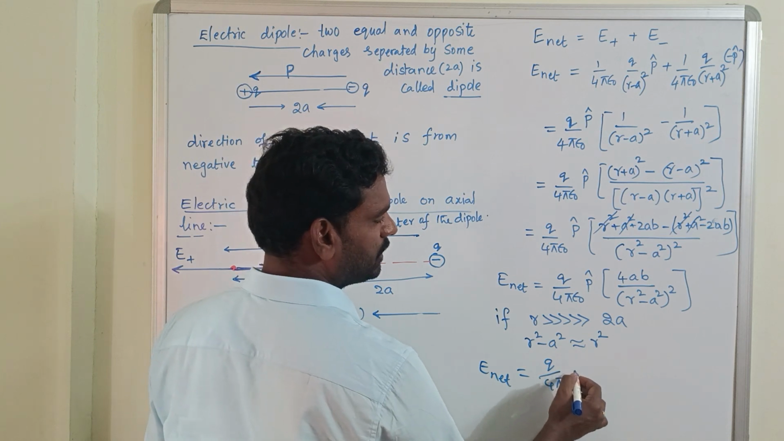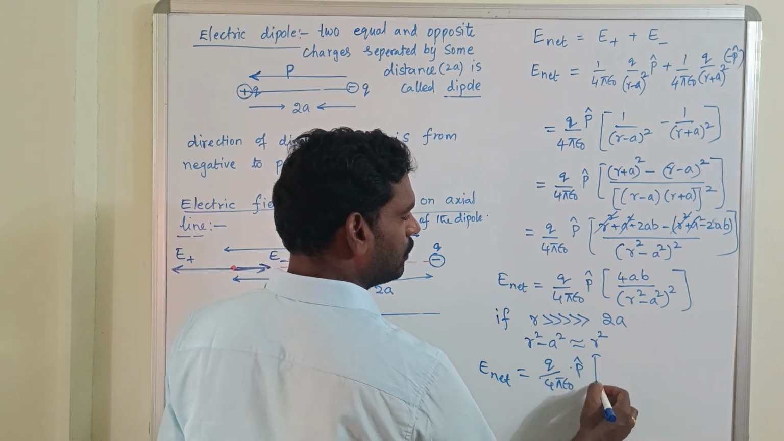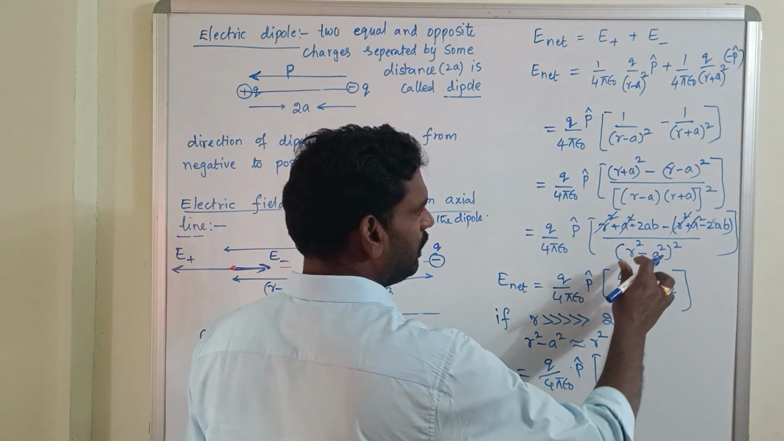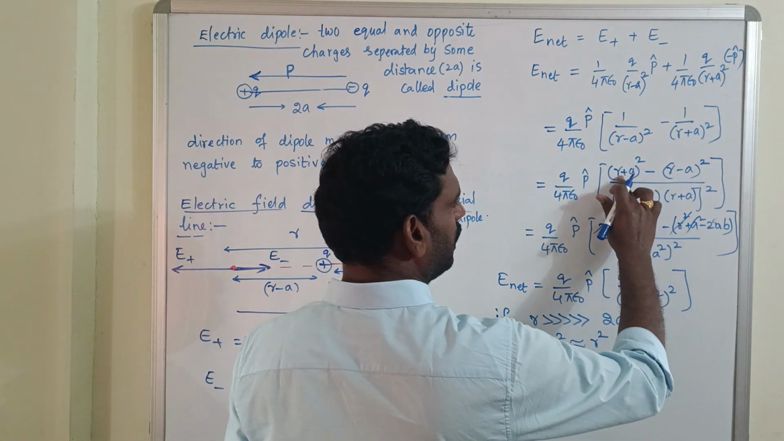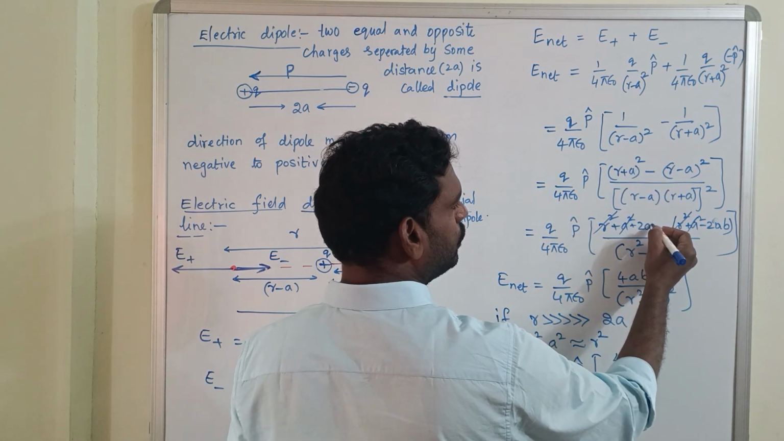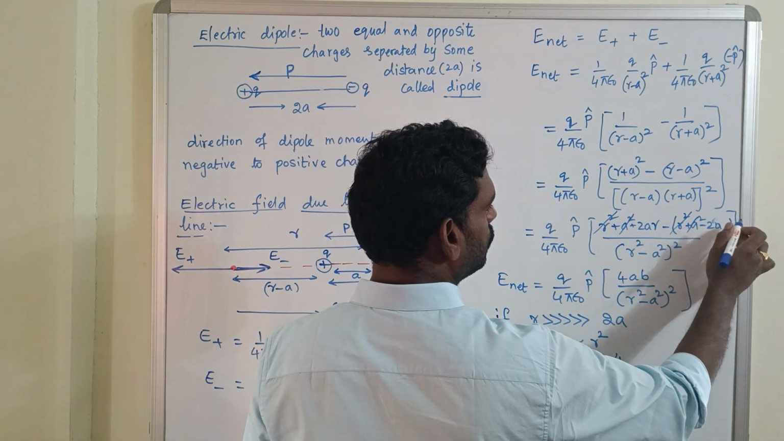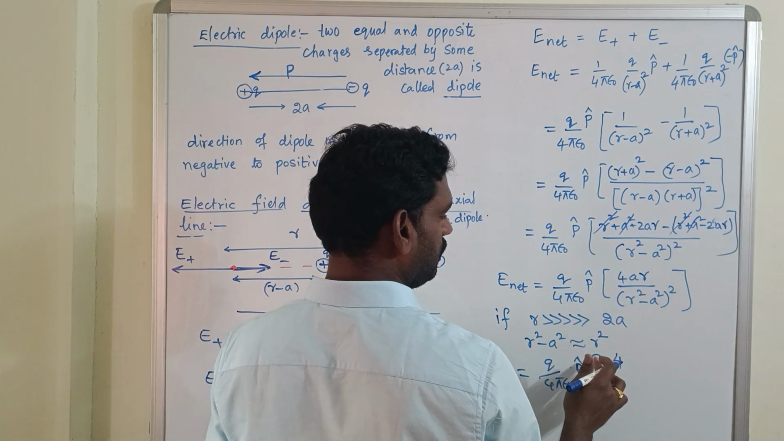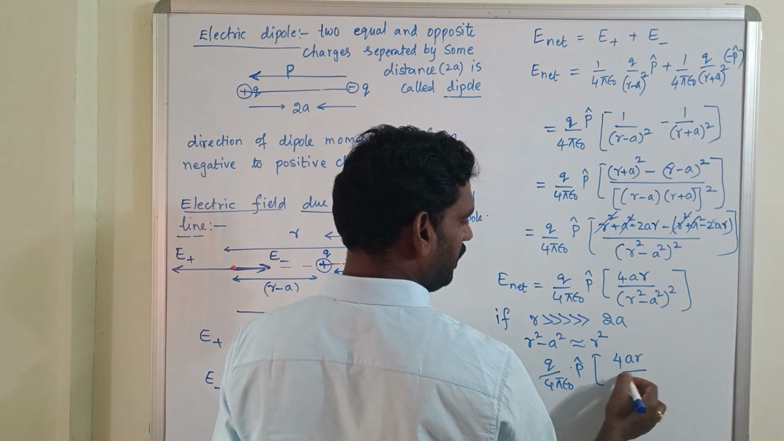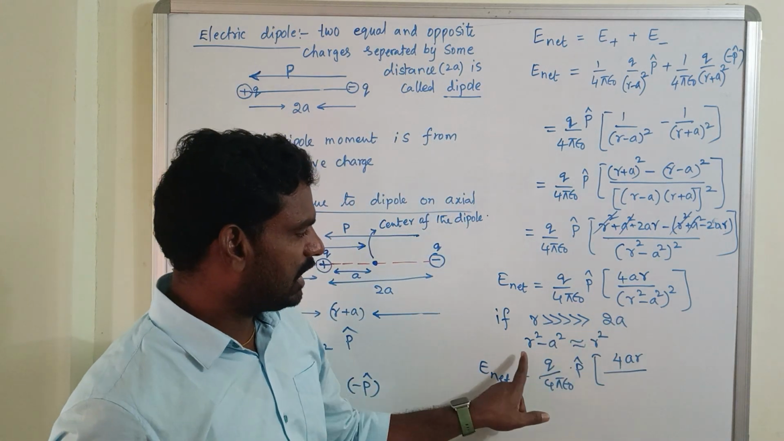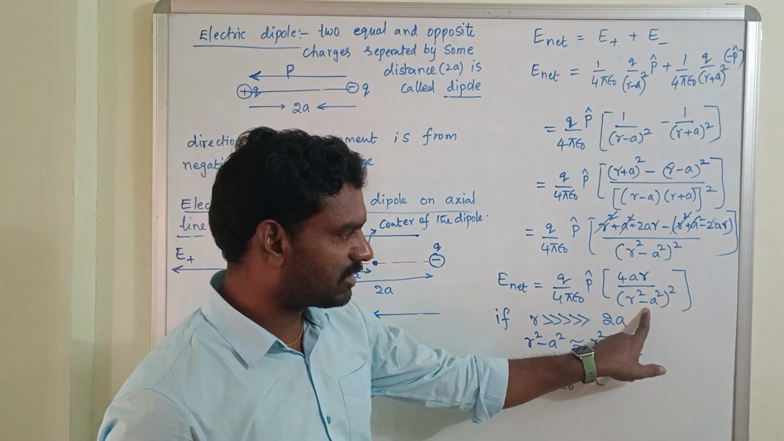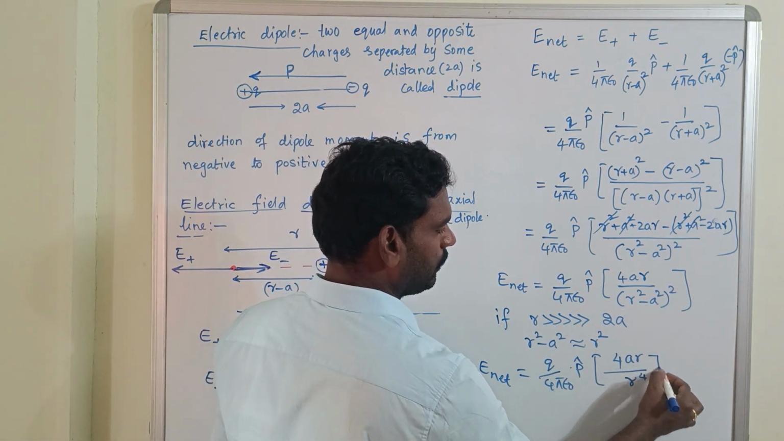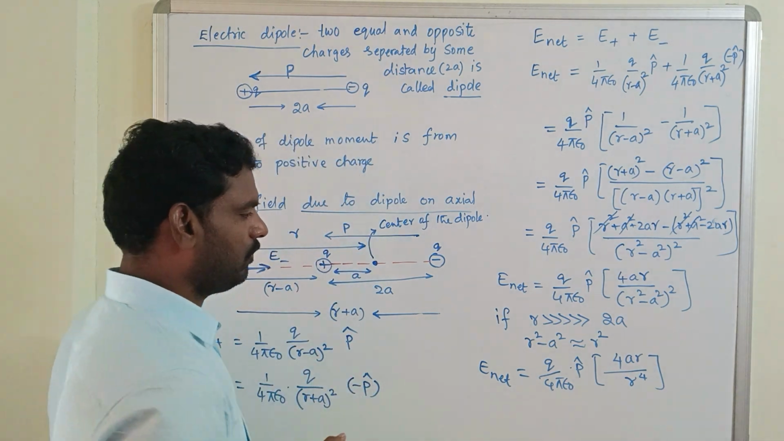Now this can be written as: net electric field due to dipole on axial line is equal to q by 4 pi epsilon naught into p cap into, sorry, here not ab, r square plus a square plus 2ar. This is also 2ar, this is 4ar, divided by (r square minus a square) whole square, which can be written as r to the power of 4, like this.